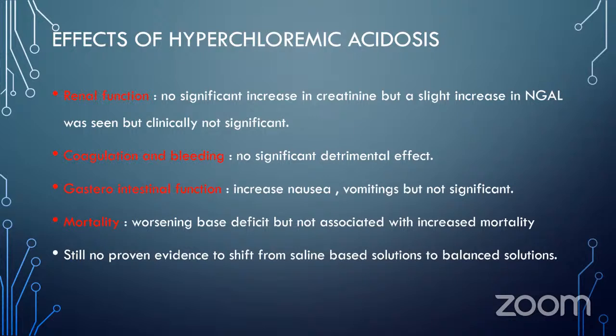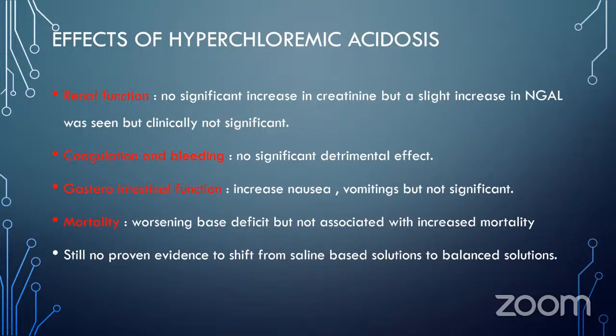But does it actually translate into an increase in creatinine and an increase in the incidence of AKI? We are not sure. So, what are the effects of hyperchloremic acidosis? On renal function, there is no significant increase in the creatinine, but there might be a slight increase in the early biomarkers like NGAL, which was seen, but it was not clinically very significant. So, we will come to that evidence in the later slides.